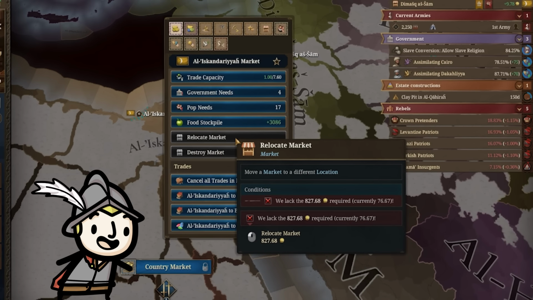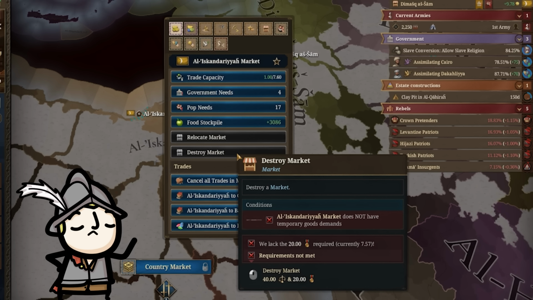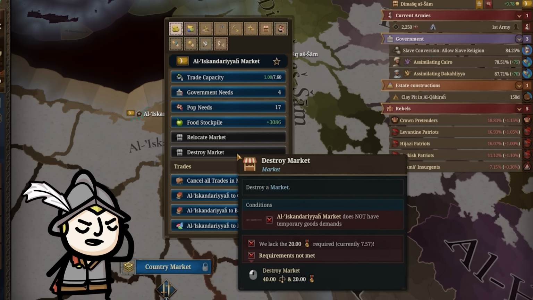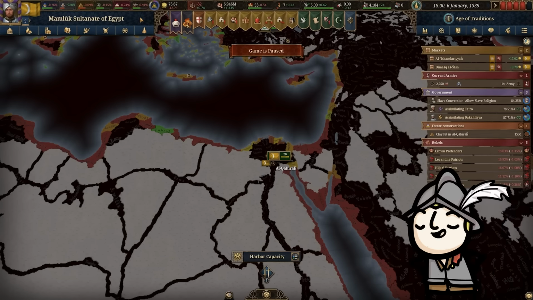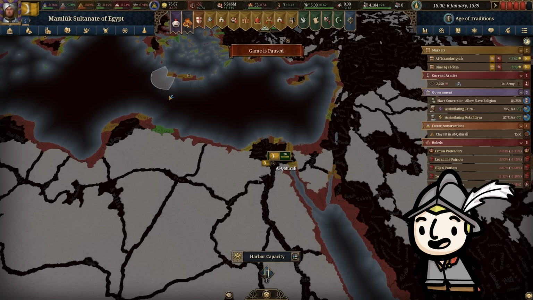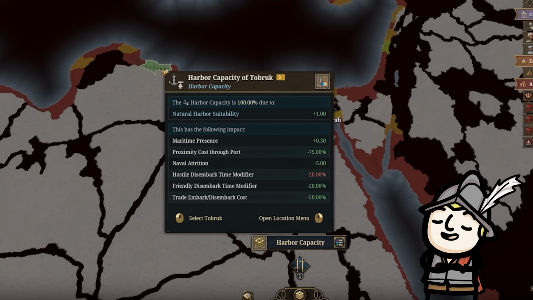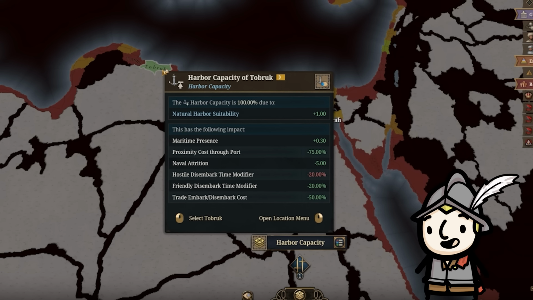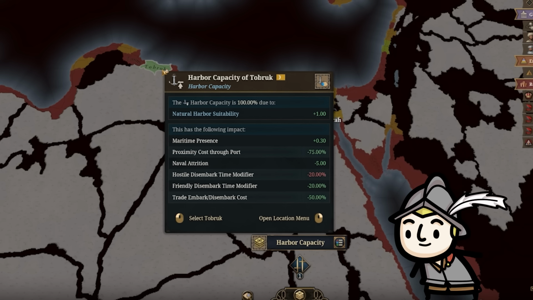Another option you have is to relocate the market center. You could simply move it to another location if you find one that is more beneficial to you. And some eagle-eye viewers might even notice that you can destroy markets. Again, a drastic decision that sometimes can be beneficial. This will briefly give us an opportunity to show off another thing I love, more map modes. If we take a look at harbor capacity, we can see that good harbors give us good bonuses. So if you are in an expansionist mindset, a good harbor can be a good target for a new market capital.